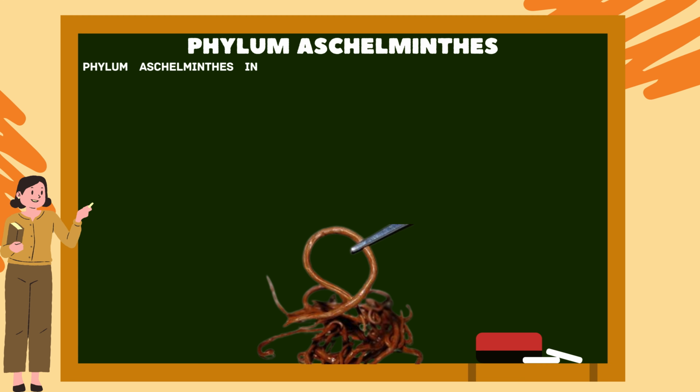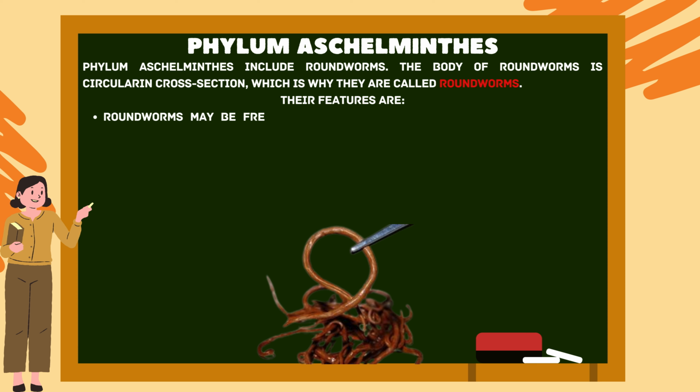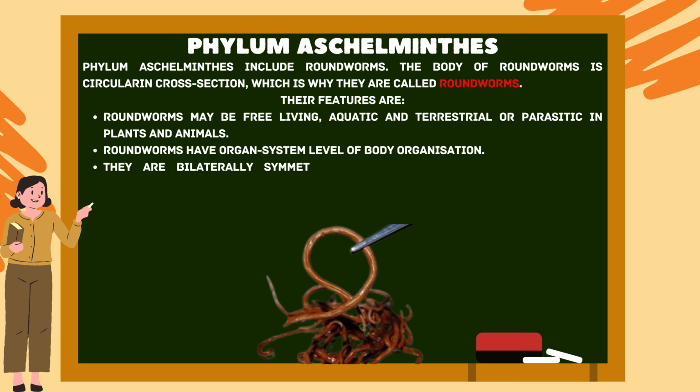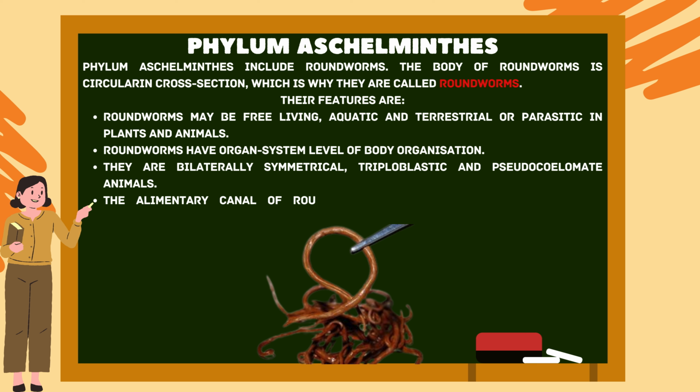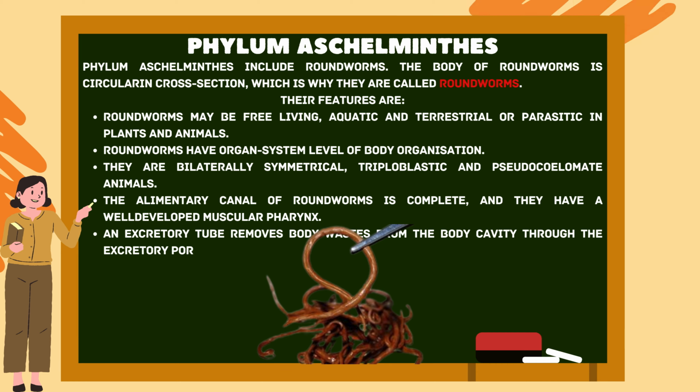Aschelminthes. Phylum Aschelminthes includes roundworms. The body of a roundworm is circular in cross-section, which is why they are called roundworms. Their features are: roundworms may be free-living, aquatic, and terrestrial, or parasitic in plants and animals. Roundworms have an organ system level of body organization. They are bilaterally symmetrical, triploblastic, and pseudocoelomate animals. The alimentary canal of roundworms is complete and they have a well-developed muscular pharynx. The excretory tube removes body waste from the body cavity through the excretory pore.